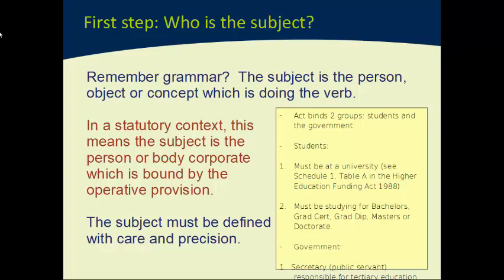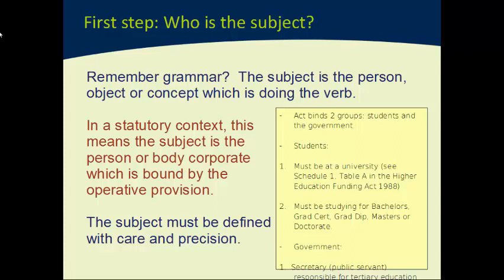So we can see we're going to have three operative provisions. Two of them will apply to students, one of them will apply to the government, and we've now started to work out exactly how we're going to define the people who will be bound by the operative provisions of this legislation. If you don't get the subject right, then you're not going to have good legislation.